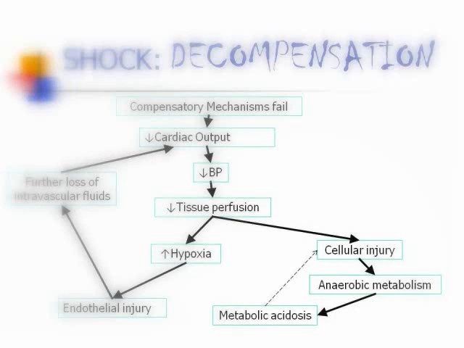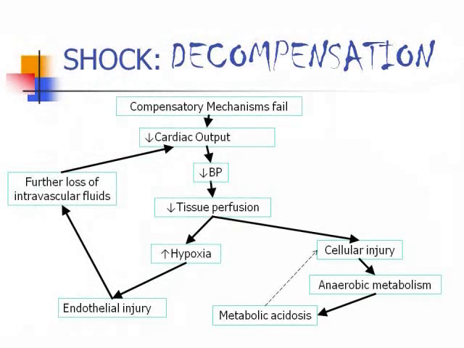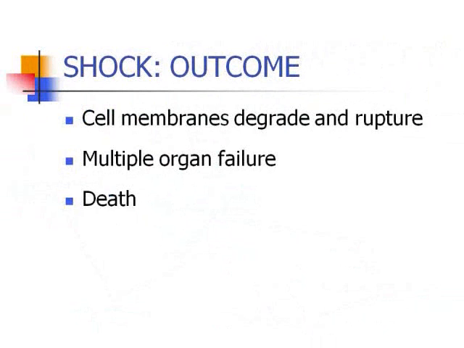Over on the right-hand side, we have drop in blood pressure, decreased tissue perfusion. Again, that's going to cellular injury, generally, not just in the blood vessels. But that means the body is switching over to anaerobic metabolism, and we have metabolic acidosis. Well, remember up top, metabolic acidosis is one of the things that started the whole process. So again, this is a vicious circle. It's making the whole shock scenario worse. The outcome of shock, if it is not taken care of, is the cell membranes degrade and rupture, multiple organs fail, and we end up with death.